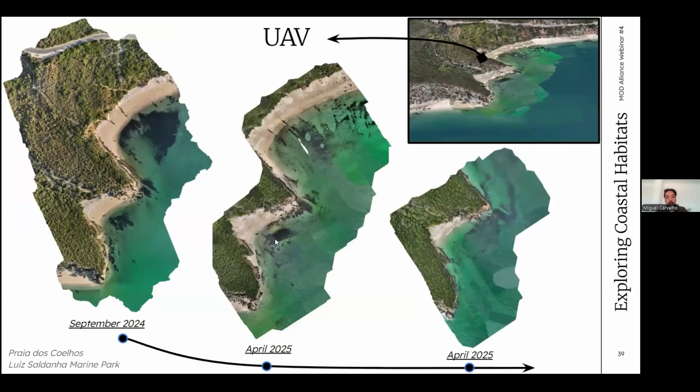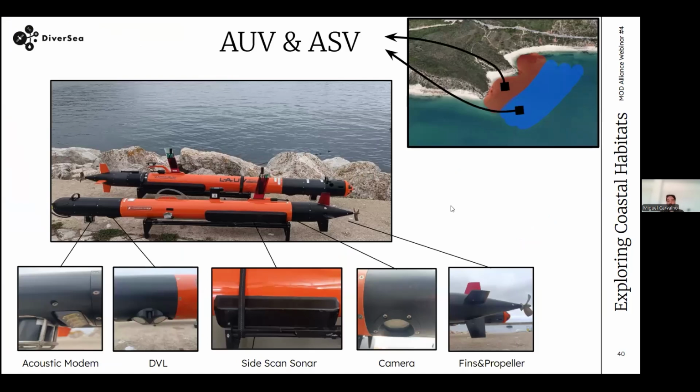So here are the results of the AUV from some of the missions we did on Praia dos Coelhos over different periods of time. For both the shallow and deeper regions, we use the AUV and ASV again because our AUVs are actually capable of operating at the surface. We decided to use the vehicles you see here, which are equipped with the DVL, the side scan sonar, the acoustic modem, and camera, for both of the regions.